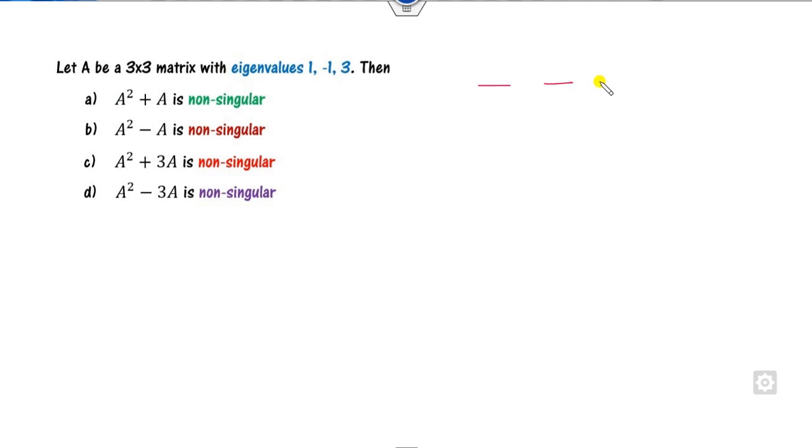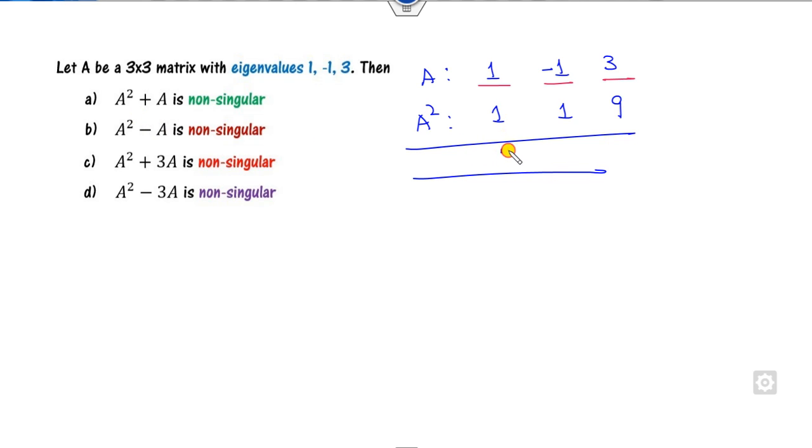Okay, so again it has 3 eigenvalues: 1, minus 1, 3. We need A square. So what are the A square eigenvalues? 1, 1, 9. Then A square plus A is 2, 0, 12. So the determinant of this will be 0, so it is singular. So this option is cancelled out. A square minus A: A square minus A gives 0, 2, 6. Again the determinant of this will be 0.